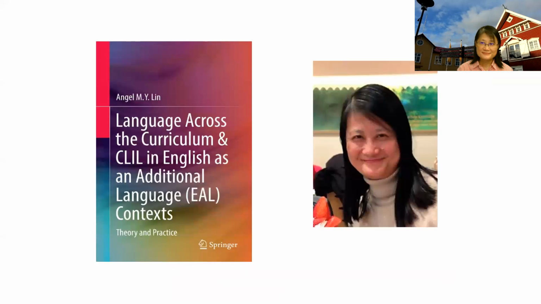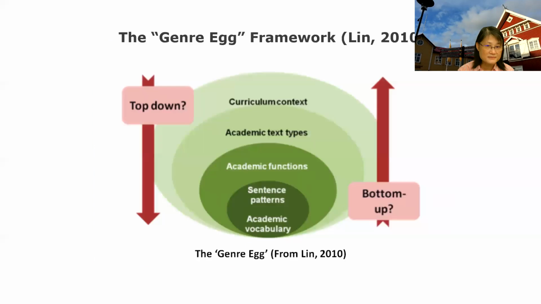So I've written a whole book on this and more topics in CLIL, and I'm happy to send you an electronic copy. I have a hard copy and an electronic copy. I can send you an e-copy if you email me. And in the book, I talk about vocabulary, sentence patterns, functions, and text types. Text types, we can roughly use to refer to genres, and then the context in which you're communicating.